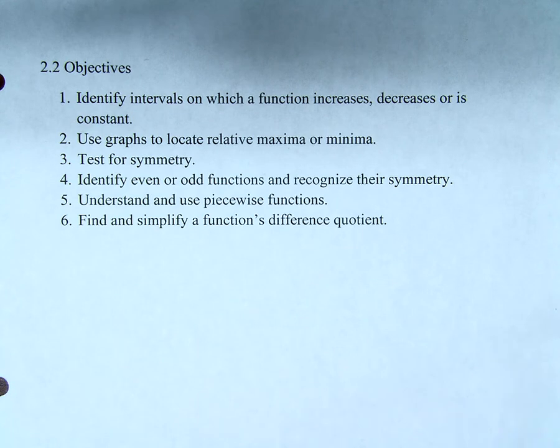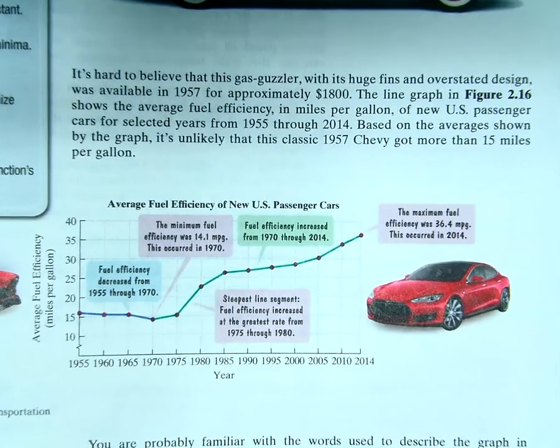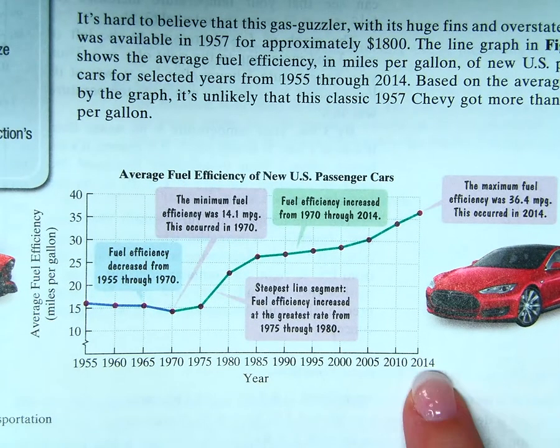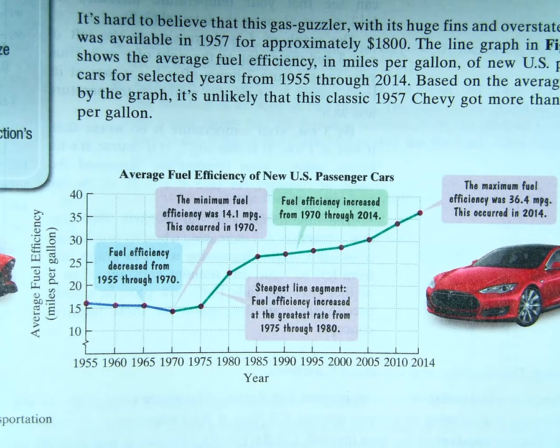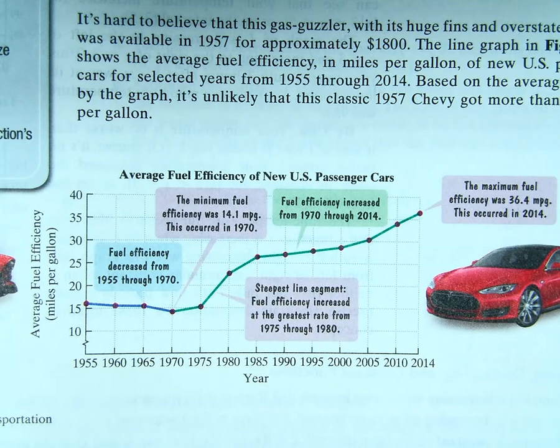Okay. So let's start by talking about increasing, decreasing, or constant. I'm going to show you this graph that's in the textbook because it's pretty interesting. Average fuel efficiency of the new U.S. passenger cars. So it goes to 2014. So new as in 2014. It's just talking about new cars in general, and the graph only goes from 1955 to 2014. So if we're talking about increasing or decreasing, what intervals is this decreasing on?